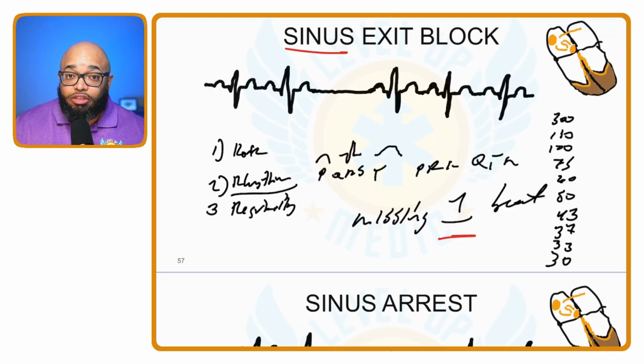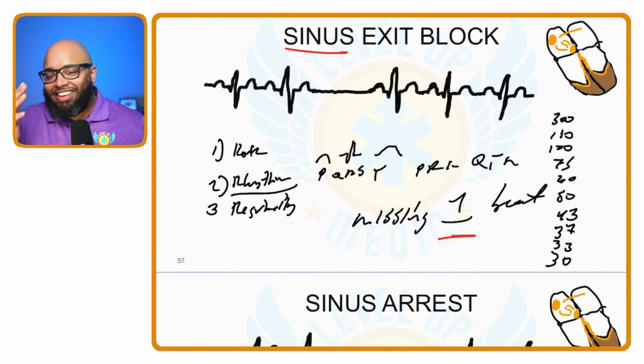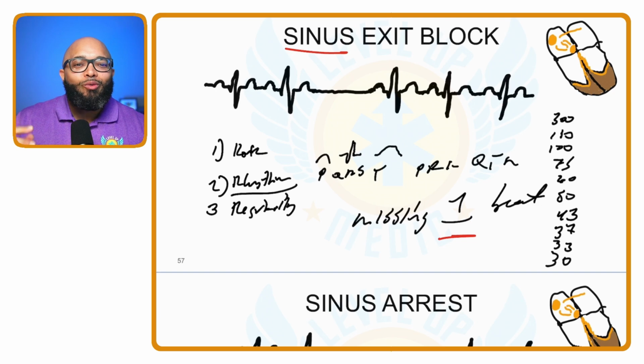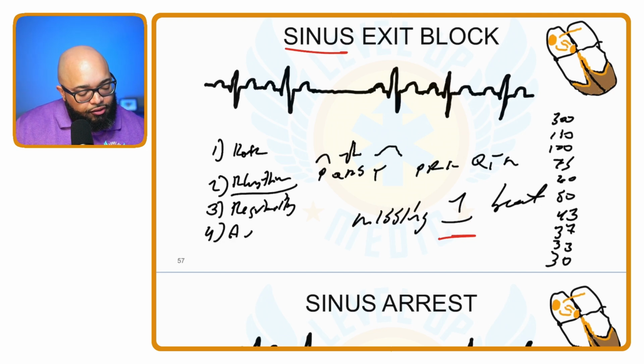Step number two is looking at the rhythm for all the things that are supposed to be there. Step number three is regularity. Remember, it's either regular or it's irregular, but irregular has two different flavors. It's either regularly irregular or irregularly irregular. That's a lot to say. What did I say are examples of the irregularly irregular rhythms? AFib, VFib, any kind of fib. You got it. Okay.